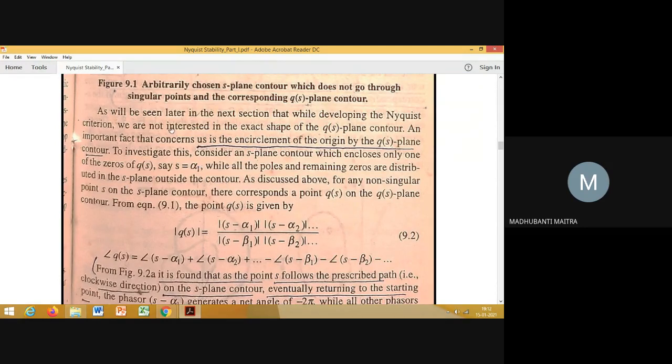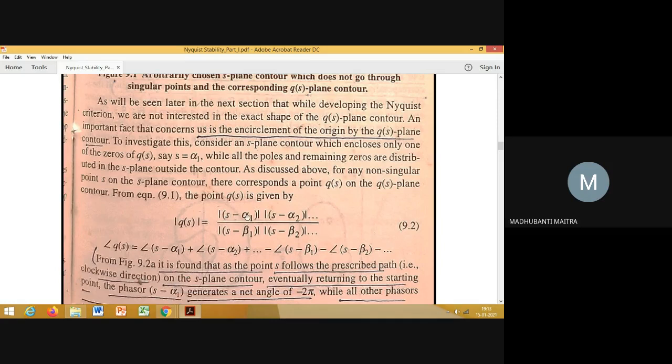Now we have already discussed that QS is a complex quantity, U plus JV, hence QS can be expressed as magnitude of QS and angle of QS. If we express that in polar form, then we get the magnitude and a phase angle of QS. Now the magnitude is given by mod S minus alpha 1 into mod S minus alpha 2 into mod S minus alpha m divided by mod S minus beta 1 into mod S minus beta 2, and so on. These are the phasor lengths. S minus alpha 1 is one phasor, S minus alpha 2 is the second phasor, divided by the product of these phasor lengths.